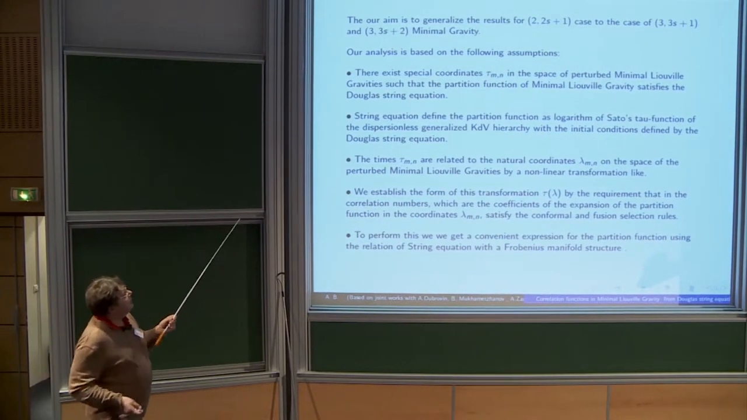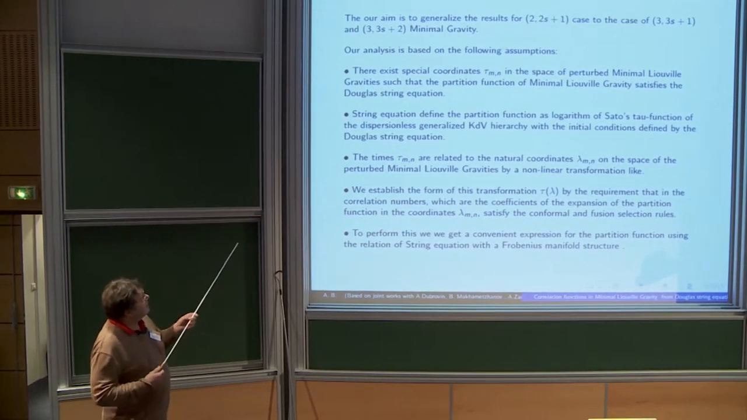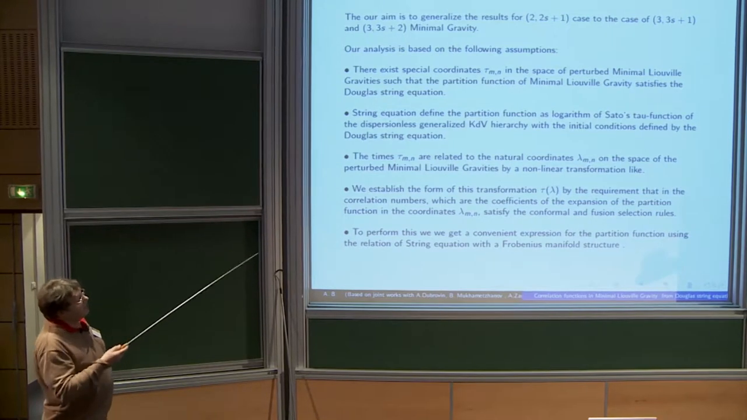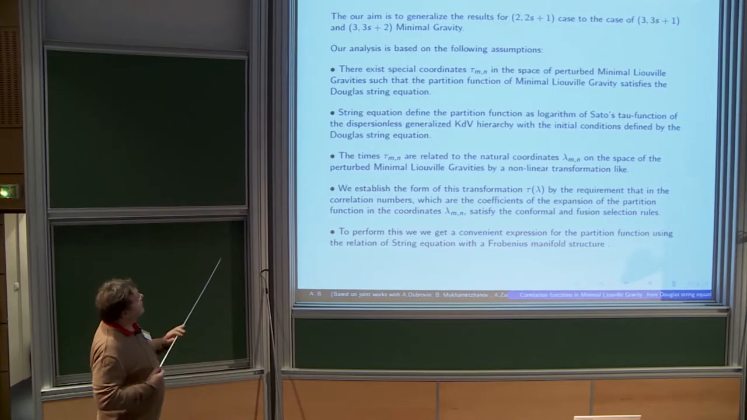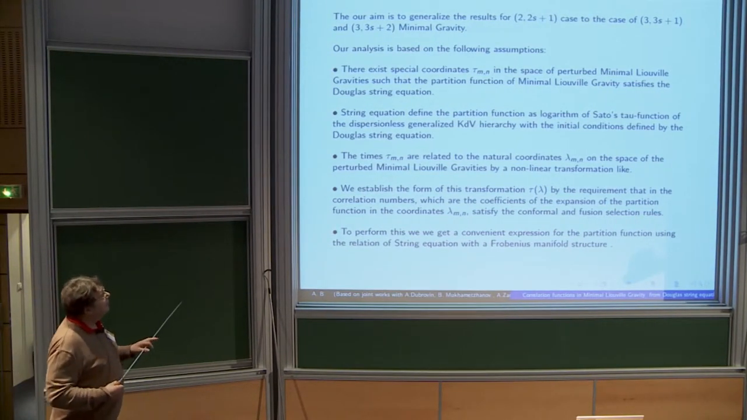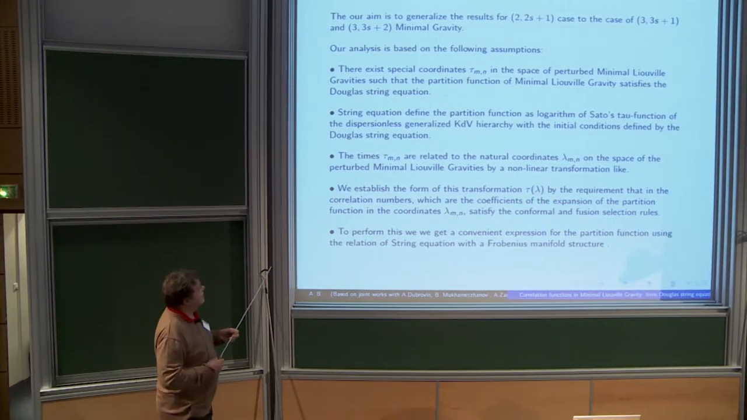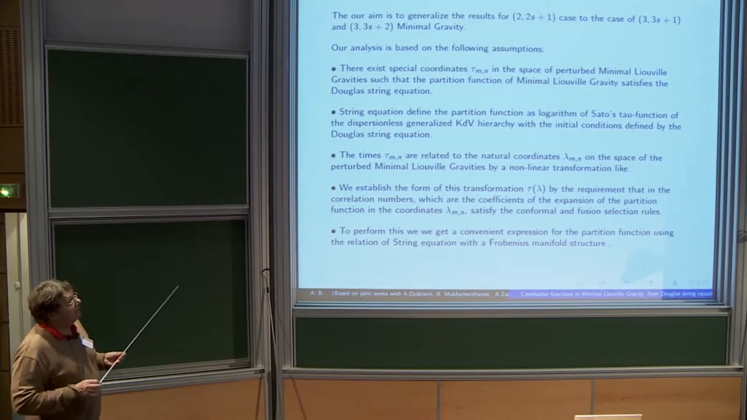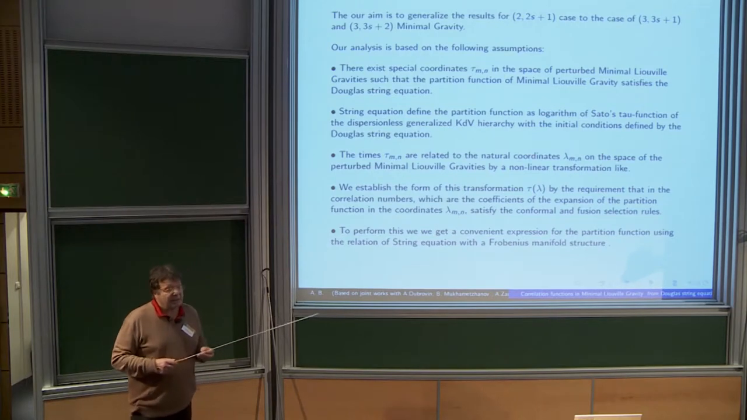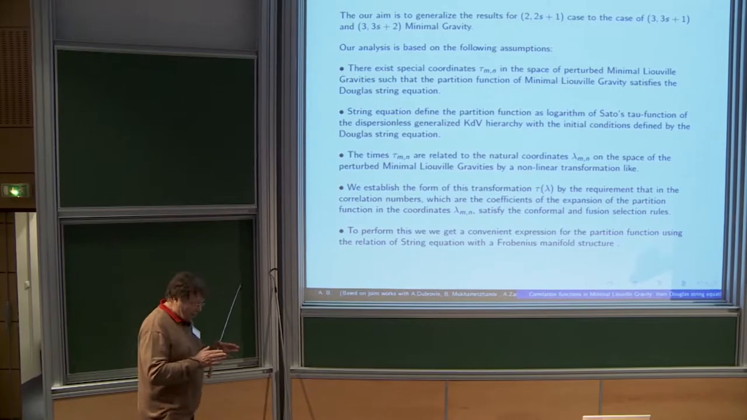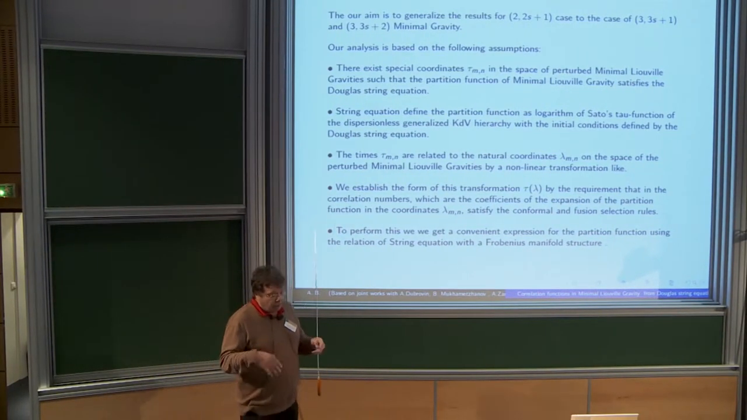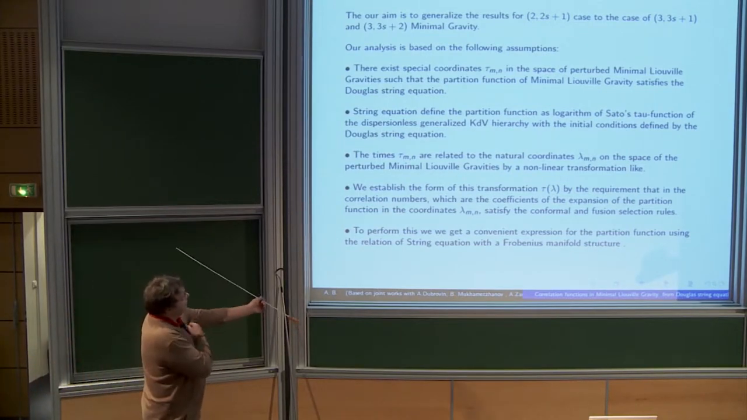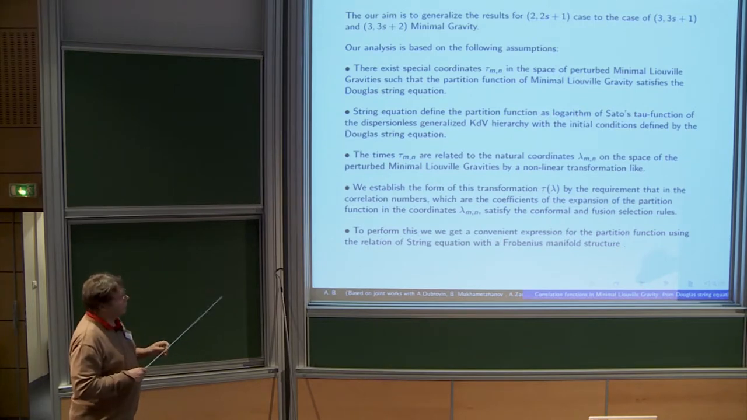The next assumption is that, given this coordinate system, the partition function, the generating function of correlation numbers, is nothing but the logarithm of the tau function for the dispersionless generalized KdV hierarchy, or Gelfand-Dickey hierarchy, with some special initial conditions defined by the Douglas string equation itself, because the Douglas string equation is not identical to the KdV hierarchy, but also imposes some restriction on the initial conditions.